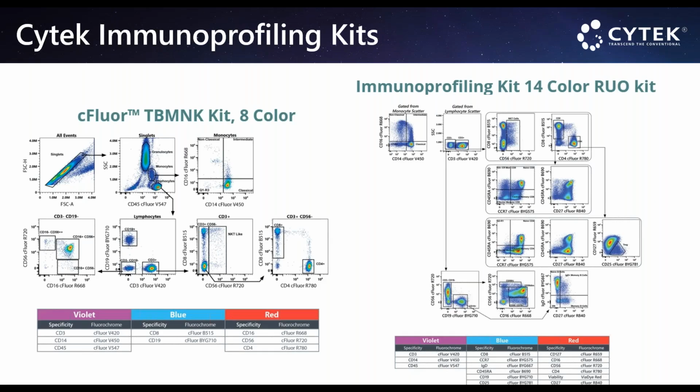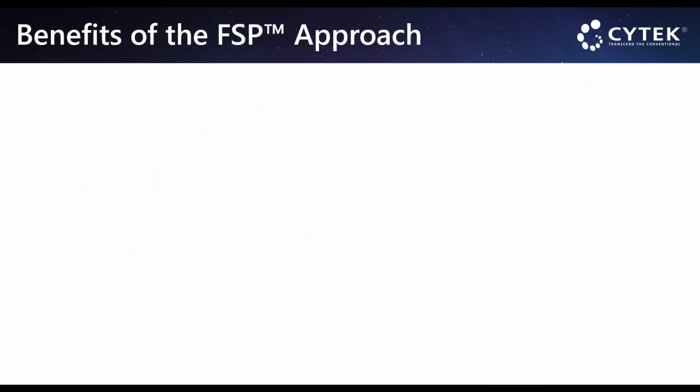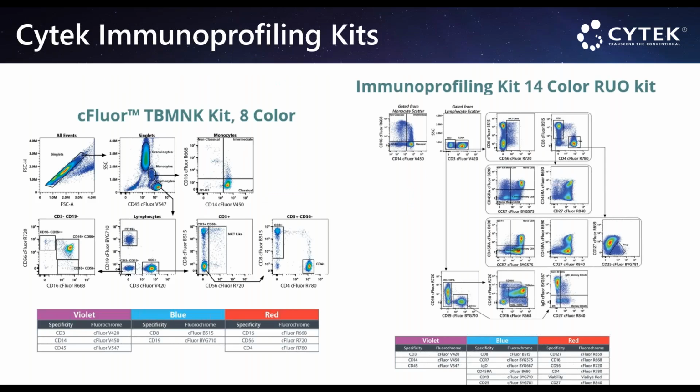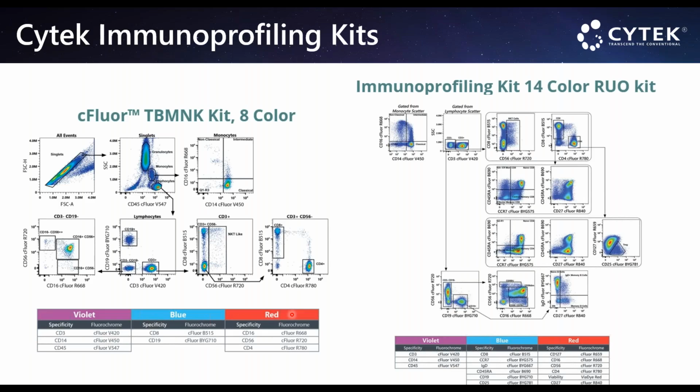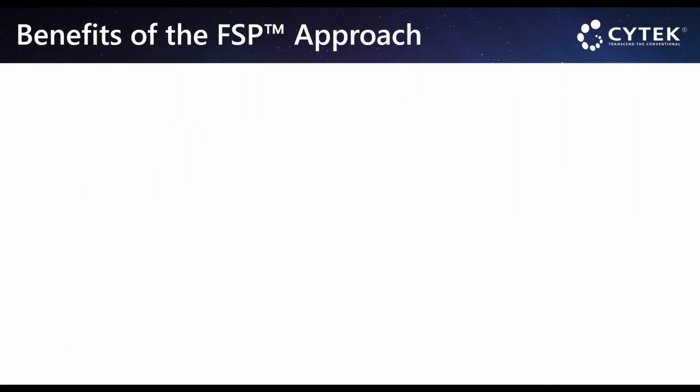We have 2 kits available right now, an 8-color TB MNK kit and a 14-color immunoprofiling kit, which you can see here. And so the goal here is to jumpstart that full spectrum research, right? Give you a really good foundation on which you can build upon and expand on these panels to get to your higher complexity. But this is a great way to see what a good, high quality 14-color panel would look like. Both of these are only using, as you can see, violet, blue, and red dyes. So like I said, expansions are possible if you have additional lasers, or even if you want to add more dyes off one of these lasers.